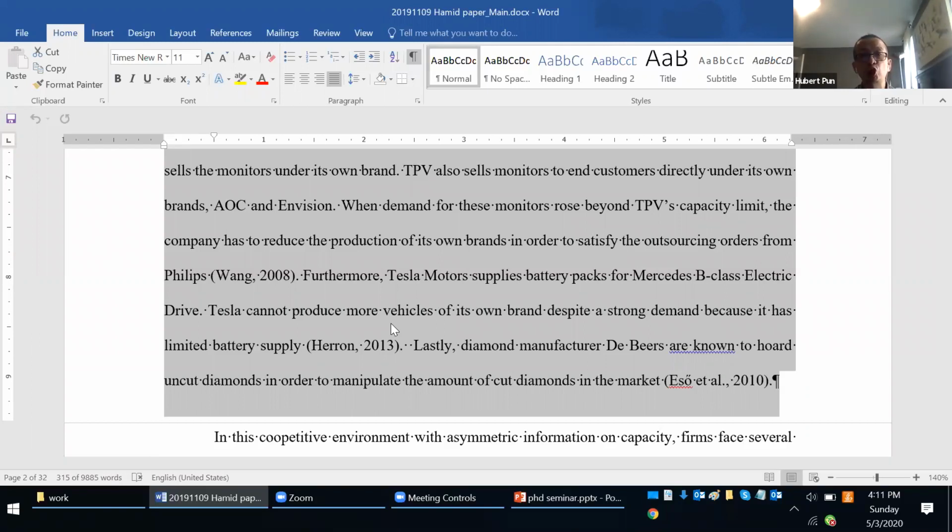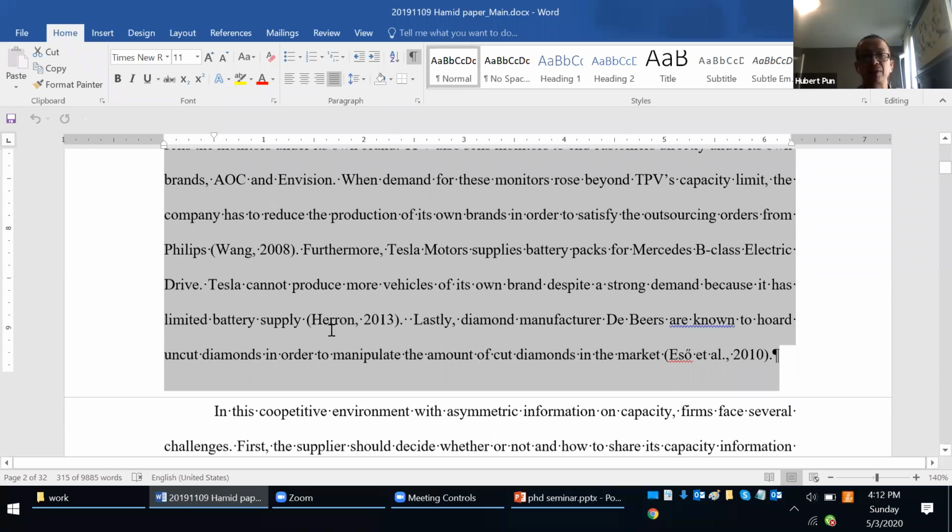So what is a good number of examples? Usually if you have 3 examples, that is good. 3 or 4 examples is good. 5 examples is too much. So when you do examples, try to make sure that you have 3 to 4 examples where one of them is more famous.